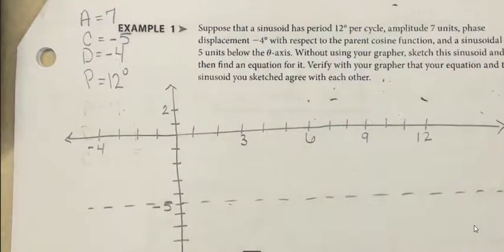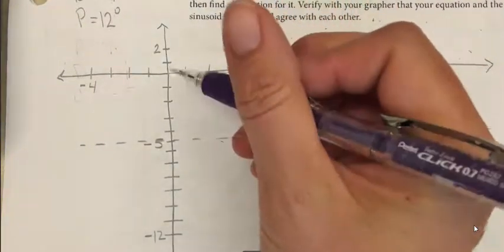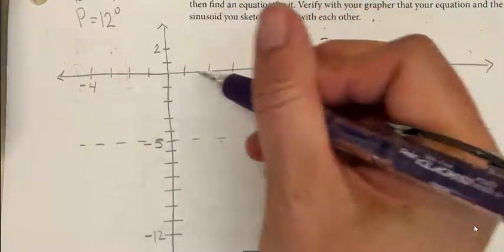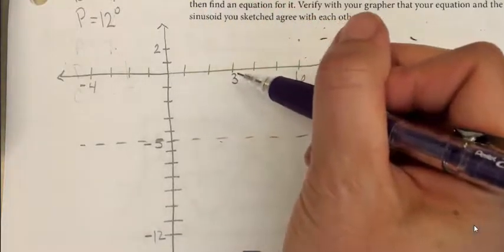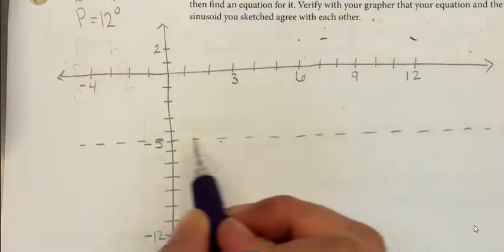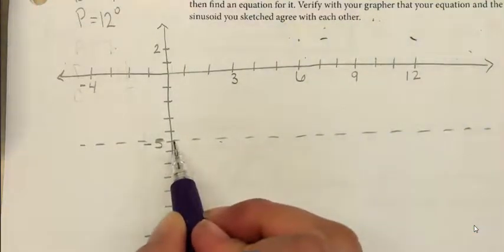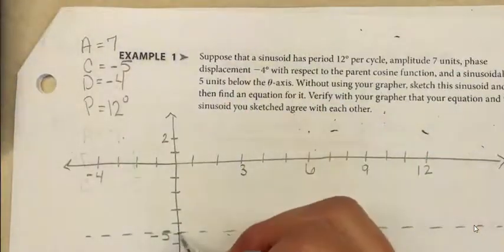So my original cosine function, your midline is at the x-axis, you're up 1, you're down 1. But on this one, my midline has been moved to -5, and my amplitude is going to be 7. So I need to be 7 above it.